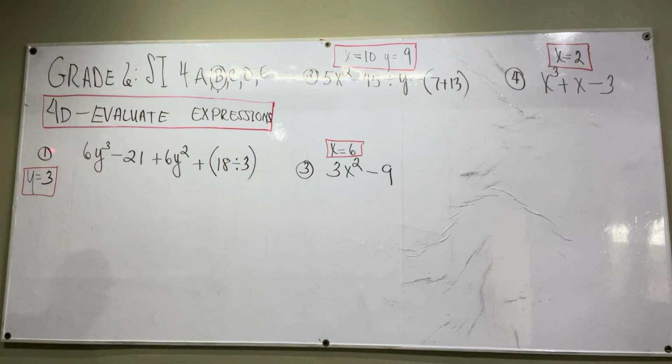Because in the problem that I would call number 1, it tells us that y equals 3. Here, x equals 10 and y equals 9. X equals 6. X equals 2. So you can see the letters could be almost anything depending upon what is being asked or what someone wants you to do. So now you can also see that they are trying to test several things together.